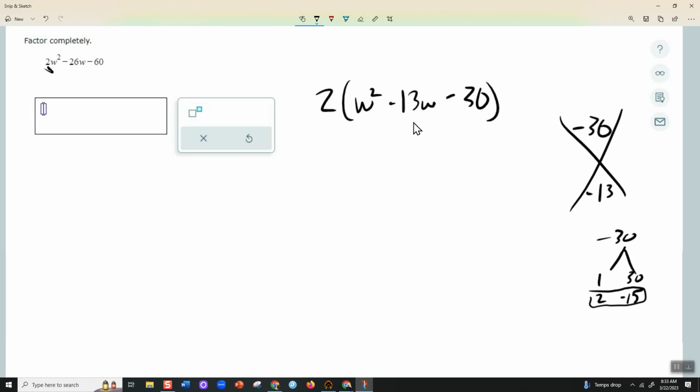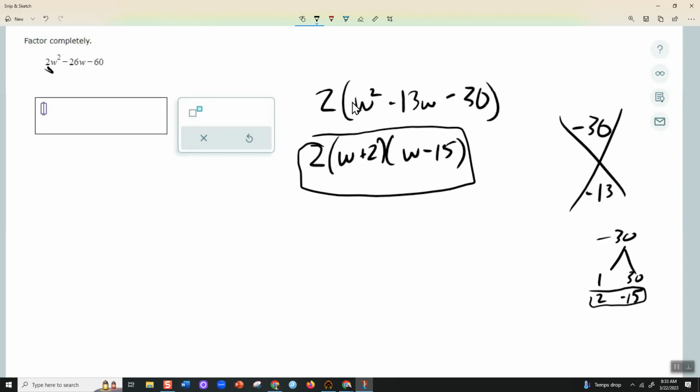So the shortcut here is to just leave that 2 on the outside, and those are going to be the two numbers, w plus 2 and w minus 15, that make up my trinomial. That's the shortcut, and it only works if your leading coefficient, when you're factoring, is 1. You'll notice that this factored version only has a 1. We don't write it, but it is the a term in this factored trinomial.